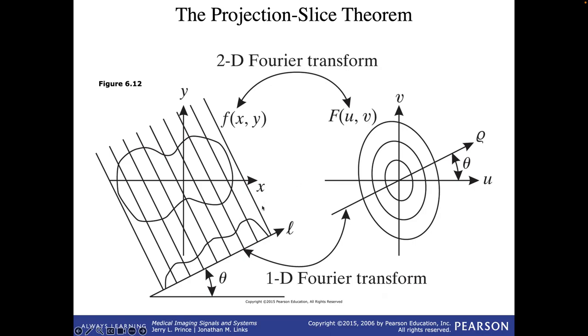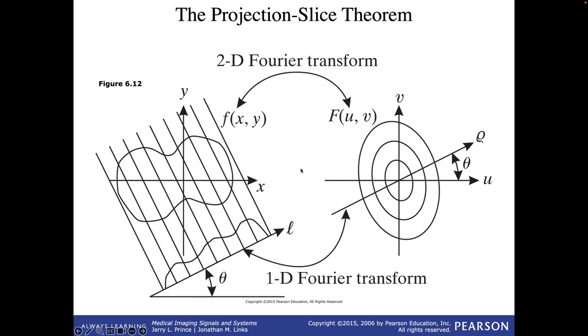There's an interesting theorem that states the following. If I have a projection through this object f(x,y), such that I get this g(L, theta) in this direction, and I take the one-dimensional Fourier transform as a function of L, where L is like the spatial variable, I get a conjugate k variable in k-space. When you plot that Fourier transform in Fourier space, it turns out to be a sample on a straight line through the Fourier transform of your object. This is called the projection slice theorem, and it is fundamental to CT reconstruction.